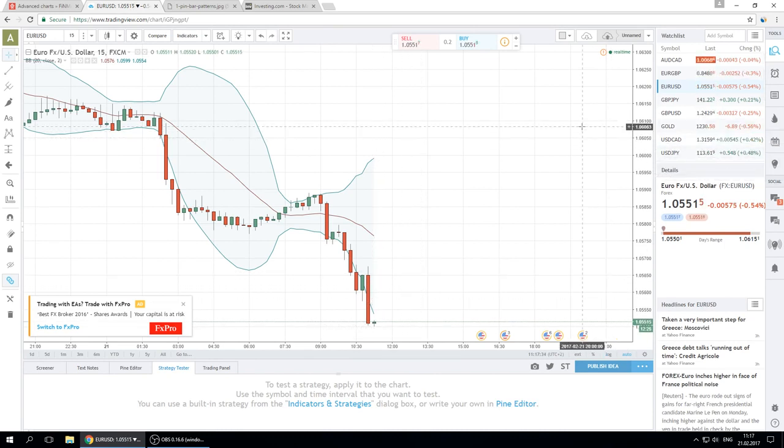And I also wanted to pay attention to several other patterns that are alike the pin bar, but at the same time they are a bit different. This is the so-called evening star.